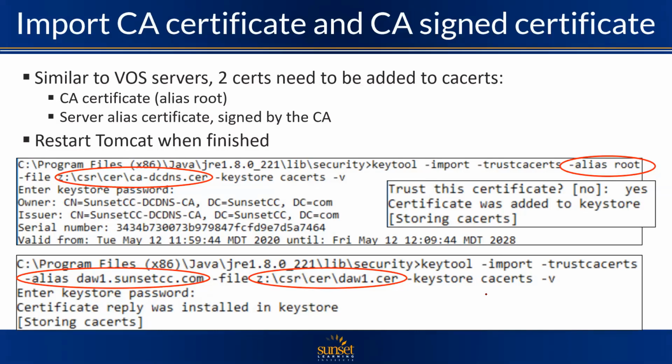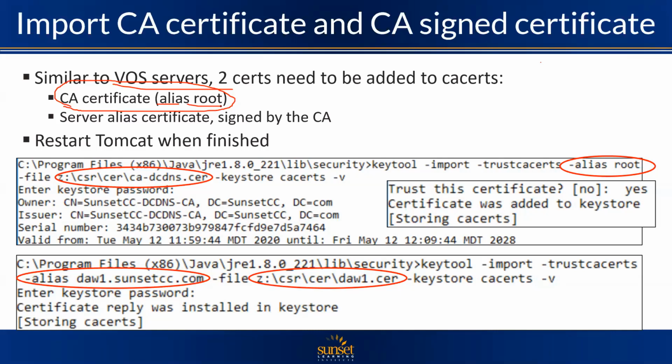So we really haven't talked about the import command yet, I don't believe, but not unlike what you had to do on the VOS servers, we actually have to add two certificates. We have to add the trusted cert from the CA. We have to give it an alias of root. You're going to see here that when we add certificates, we have to give them an alias that's just a unique entry in the database.